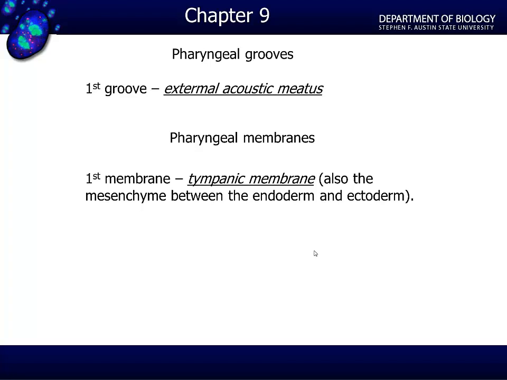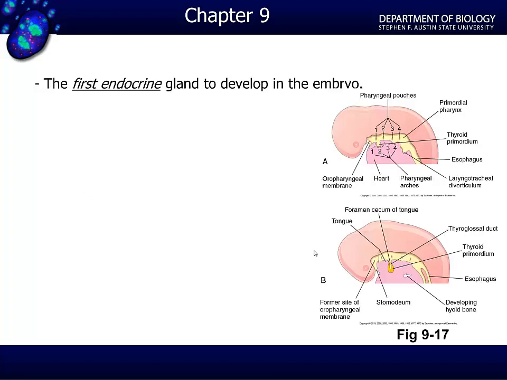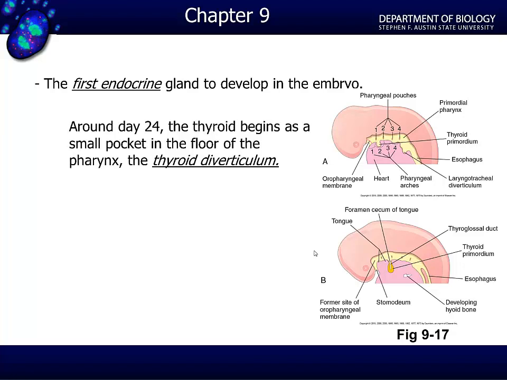Now, to return back to our pouches, we have a unique situation occurring, which is going to be our thyroid gland. Now, the thyroid gland is going to be the first endocrine gland to develop in the embryo. It is a pretty important gland as far as metabolism, reproduction goes. And we're going to see that in the floor of the pharynx. Now, this is not one of our pouches. It's in the region of the pouches.